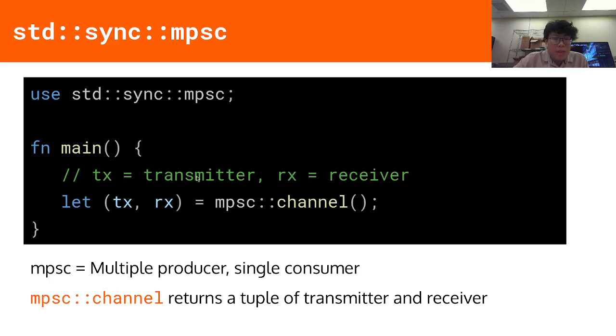In Rust, you can just call mpsc::channel, and this creates a new data channel. It returns a tuple, and the first entry in the tuple is the transmitter or the sender, which we call tx, and the second is the receiving end, called the receiver, which we call rx. So when we do let with the tuple like this, tx and rx will become the sender and the receiver.